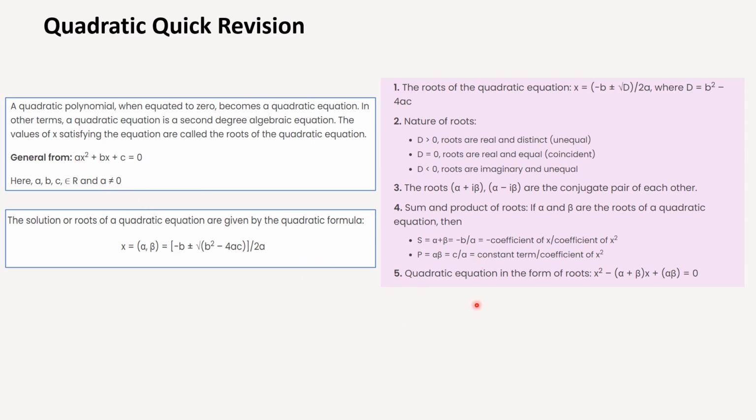Then suppose you are given the roots of a quadratic equation. To form the quadratic equation, you do like this: x square minus the sum of the roots, alpha plus beta, times x, plus alpha beta, equal to 0. So these are the few points you can revise in 2-3 minutes before your examination. Now let's see the exercise.